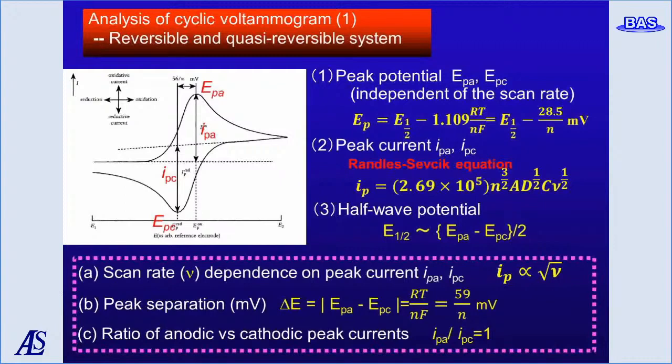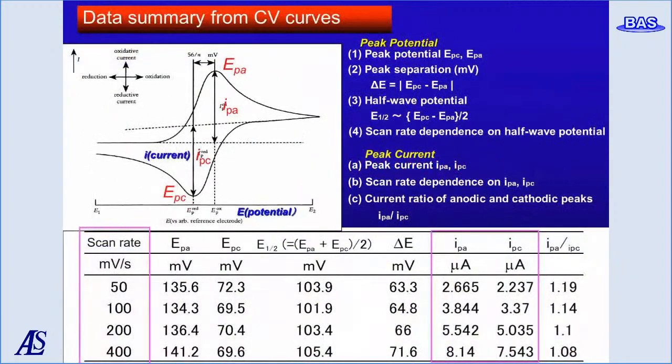In the reversible voltammogram case, the peak potential should be independent of the scan rate. From these criteria, we can judge the reversibility of the waves. From the CV curve, we can read the data and make a table, including parameters such as EPA, EPC, E-half, peak separation, IPA, IPC, and their ratios.